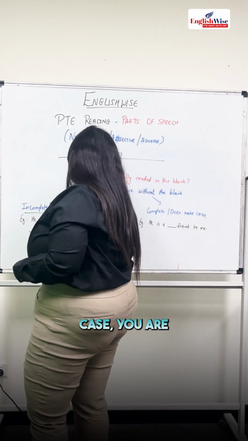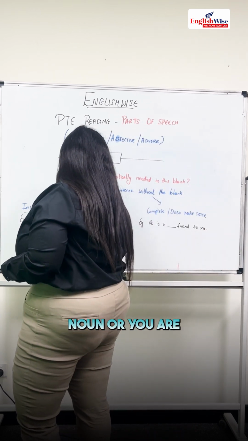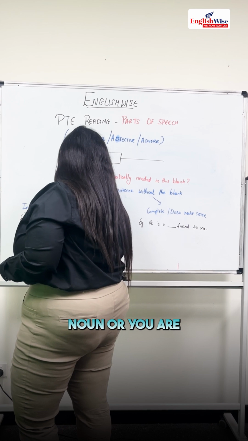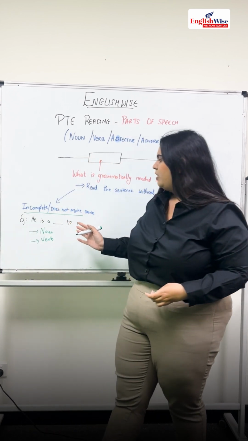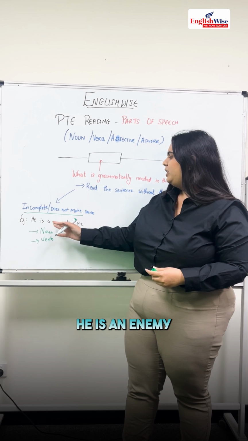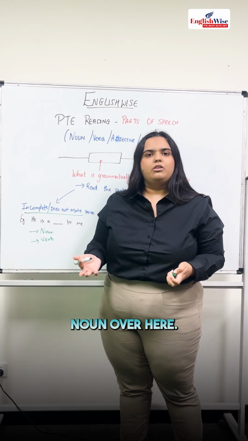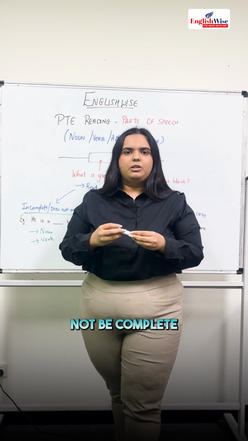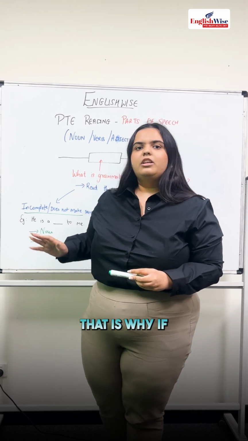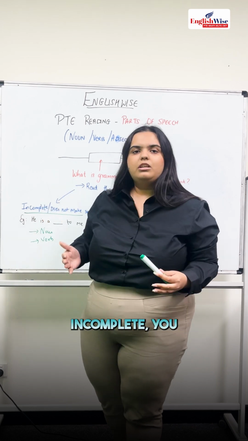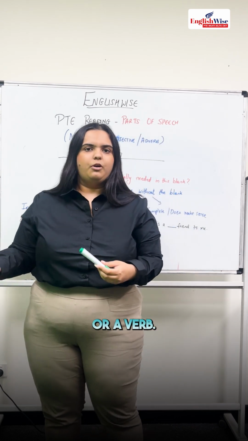So in such a case, you are either missing a noun or you are missing a verb in the sentence. So he is a friend to me or he is an enemy to me. In that case, you are missing the noun over here. Any sentence will not be complete without the noun or the verb in it. That is why if you find the sentence to be incomplete, you either need a noun or a verb.